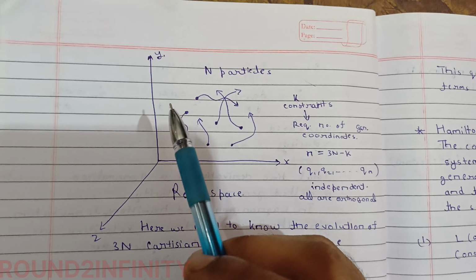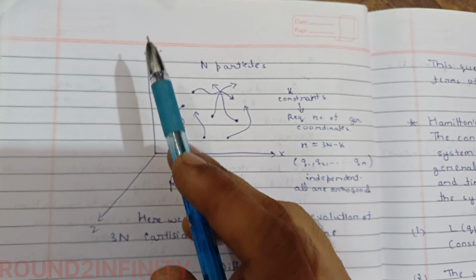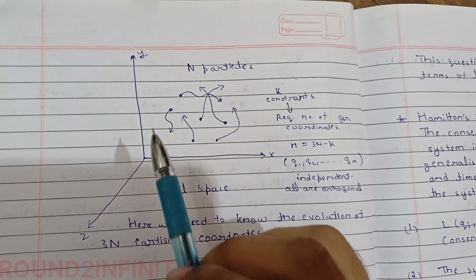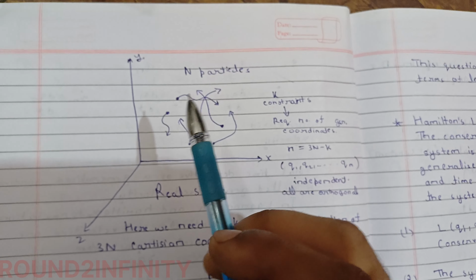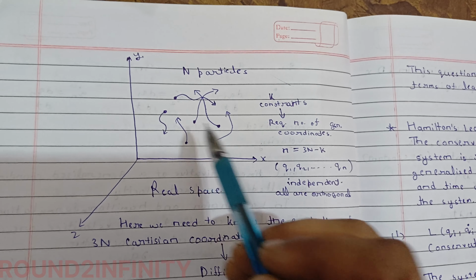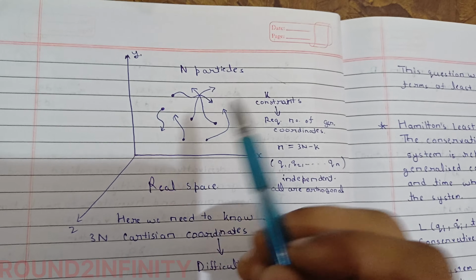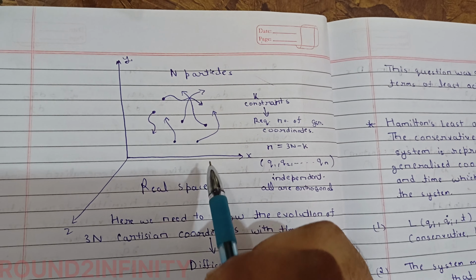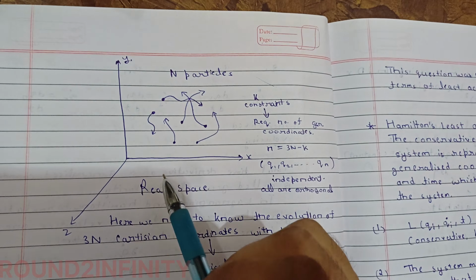Now, first let's see what is the difference between these two spaces. This is real space, and you have n particles in a system. Each particle has 3 coordinates, this will have 3 coordinates, this will have 3 coordinates. So you will have 3n independent coordinates here for n particles.